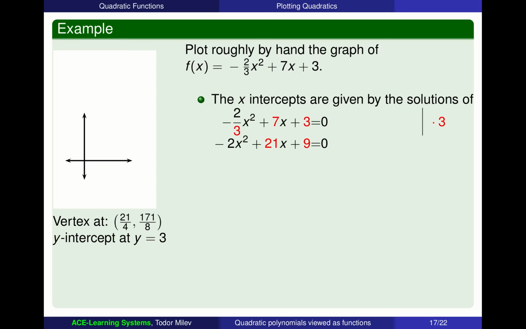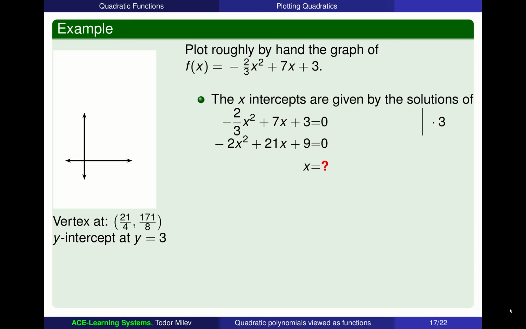First, when we solve a quadratic equation, we can clear the denominators on both sides. So we can multiply both sides of this quadratic equation by 3. Now, when you multiply 0 by 3, you still get 0. When you multiply 3 by 3, you get 9. And when you multiply 7 by 3, you get 21. And when you multiply 2/3 by 3, you get 2. So that's what we get there.